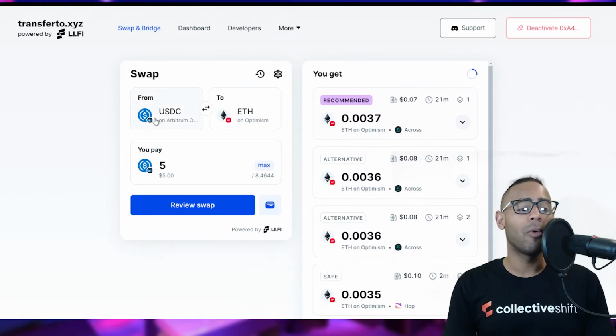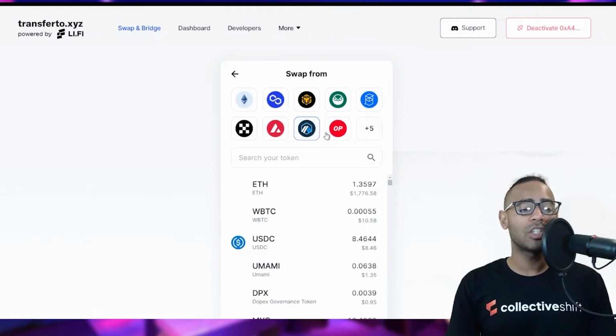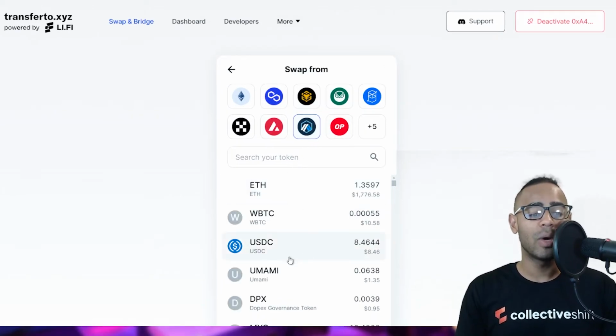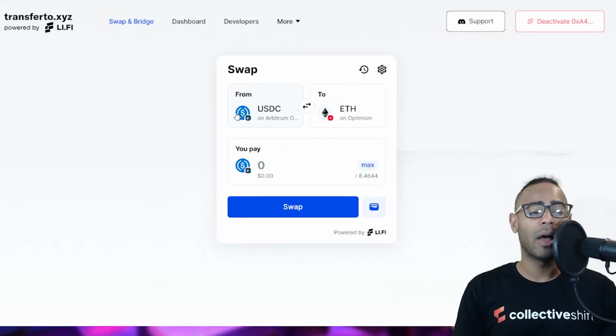So let's take an example. I want to swap from any of these chains. Let's say Polygon, Binance Smart Chain, Ethereum, Avalanche, or even Optimism themselves. Let's say I want to go from Arbitrum 1 and I want to transfer USDC. You can see I have $8 in USDC on Arbitrum. That's where I'm going from.